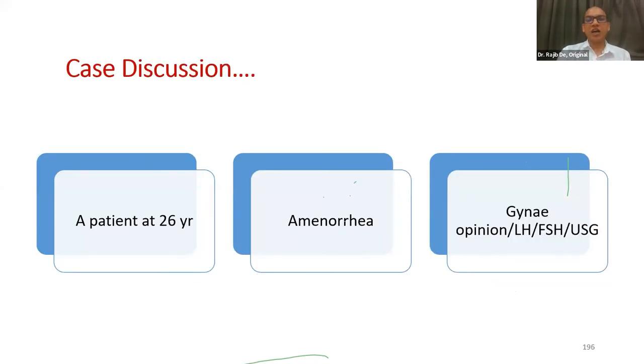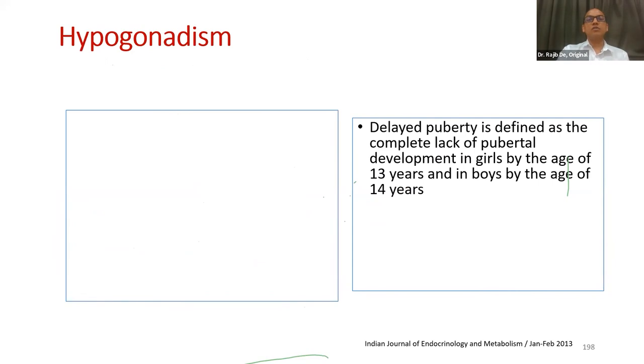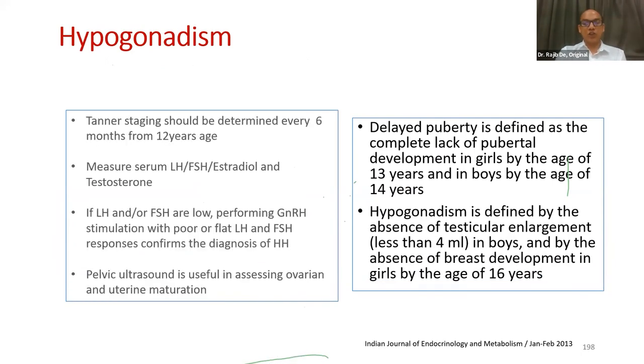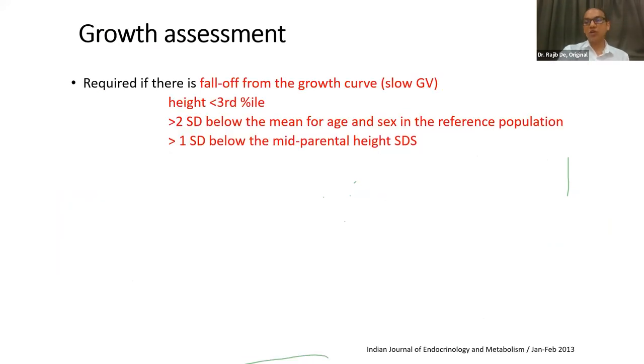Endocrine complications are not very rare. The patient may develop amenorrhea, and hypogonadotropic hypogonadism. That is the main cause of growth impairment in thalassemia patients. Tanner staging is a very important component of thalassemia management. We need to do regular Tanner staging, especially in the adolescent child.